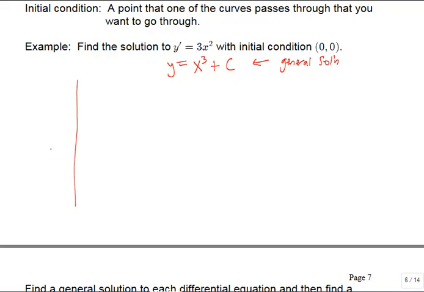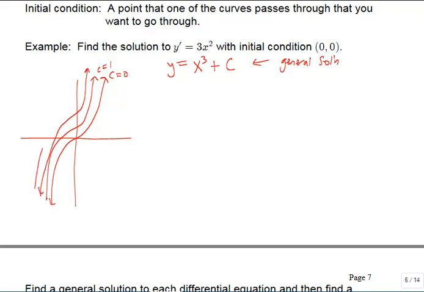Now, if c was 0, then this would just be y equals x cubed, which would be a normal cubic function like this. So that would be c is 0. If c was 1, then that would be this same x cubed graph, but shifted up 1 unit. So its graph might look something like this. If c was 2, then you would shift it up 2 units. If c was 3, you would shift it up 3 units. If c was negative 1, you would shift it down 1. So you kind of get the idea.